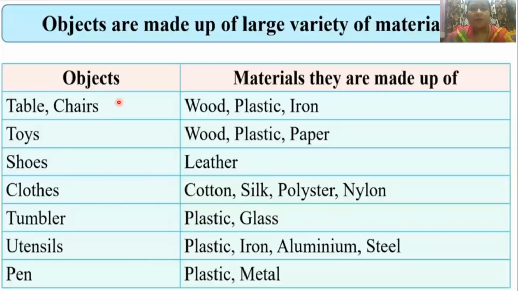Now objects are made up of a large variety of materials. You can see tables and chairs are made from wood, plastic and iron. Toys are made from wood, plastic, paper. Shoes are made from leather. Clothes are made from cotton, silk, polyester, nylon. Tumbler is made from plastic and glass. Utensils are made from plastic, iron, aluminium, steel. And pen is made from plastic and metal.